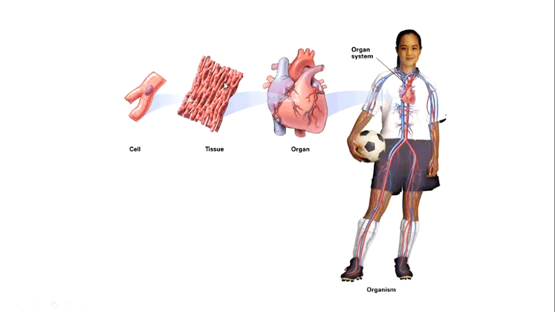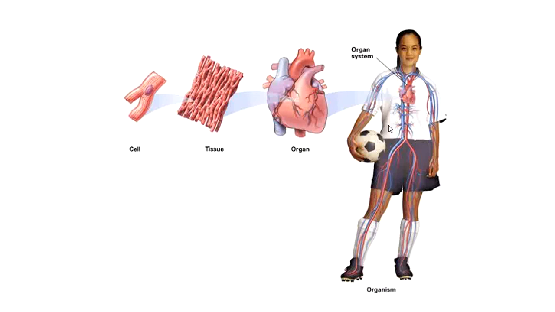A group of tissues that work together to perform a specific function forms an organ. And each organ has a function to do. We call it an organ system. Let us say the heart, for example, has an organ system called the circulatory system, which pumps blood to all parts of the body.